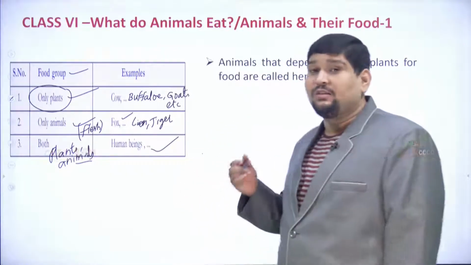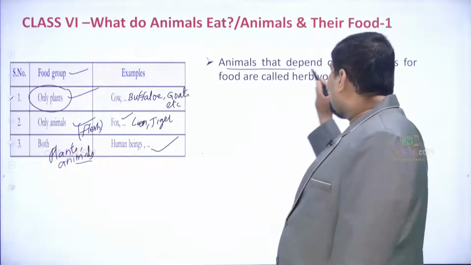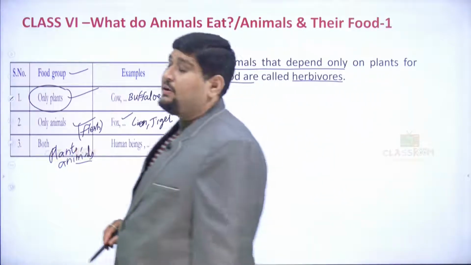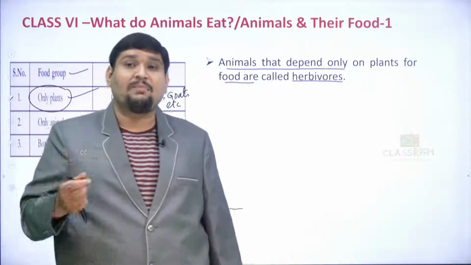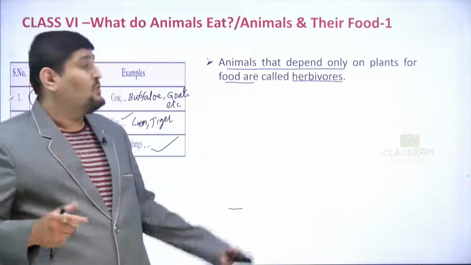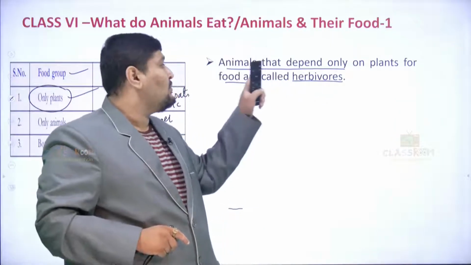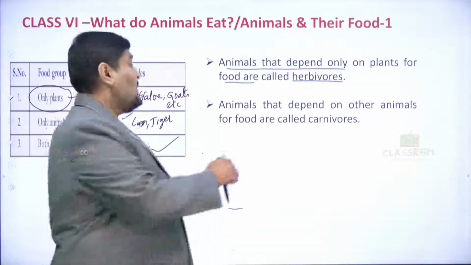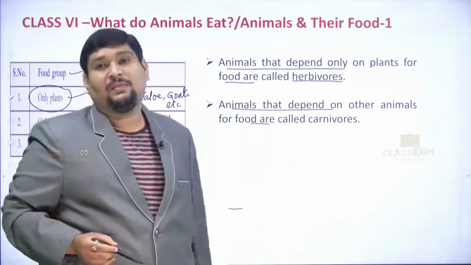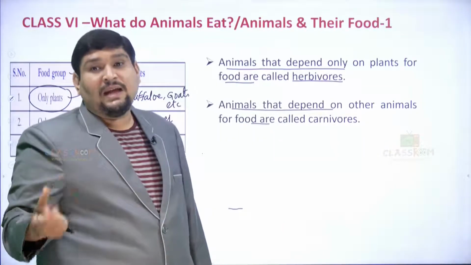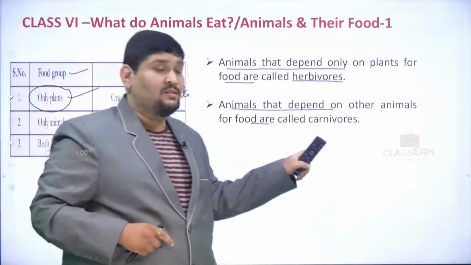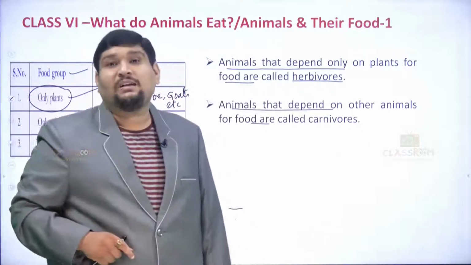So let's classify them, as you already know. Animals that depend only on plants for food are called herbivores. As we already know from earlier classes, examples are cow, buffalo and goats. The next is animals that depend on other animals for food, which are called carnivores, the flesh eating animals.